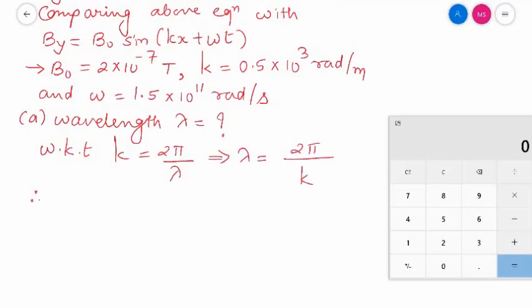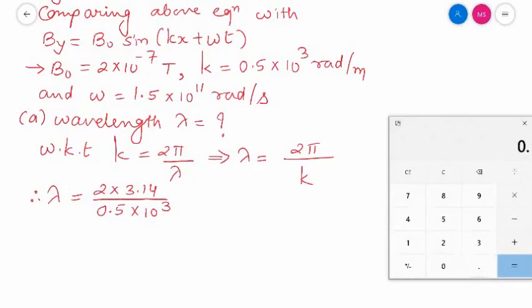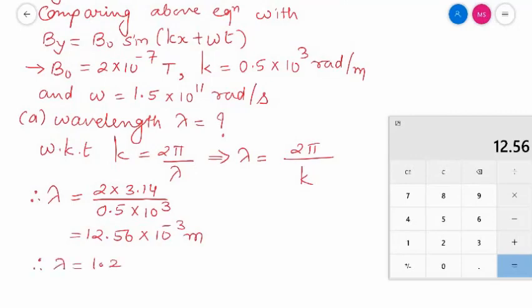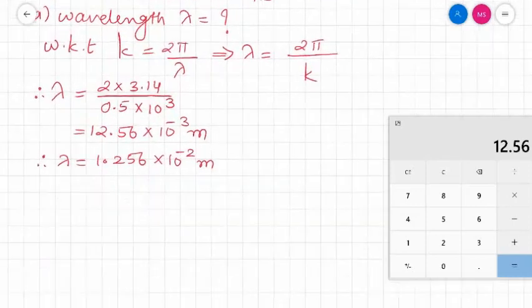So therefore lambda will be equal to 2 into 3.14 over k, which is 0.5 into 10 raised to 3. So if we simplify this, 2 into 3.14 divided by 0.5 gives us 12.56 into 10 raised to minus 3 meter, or you can say that wavelength lambda is equal to 1.256 into 10 raised to minus 2 meter. So wavelength we have calculated.